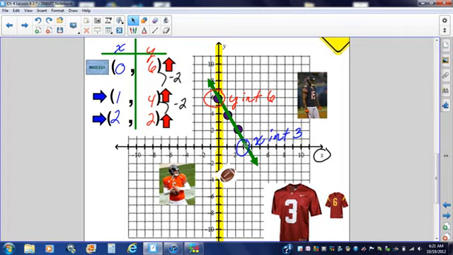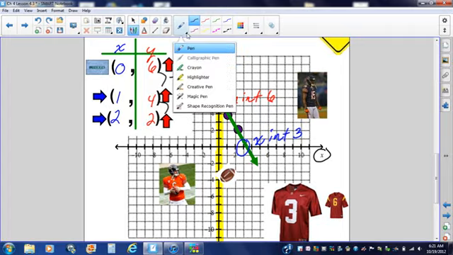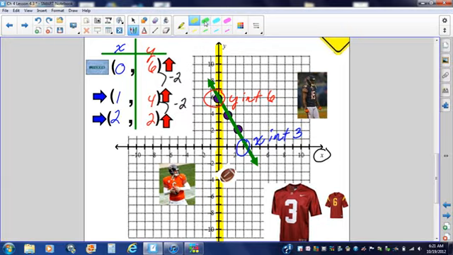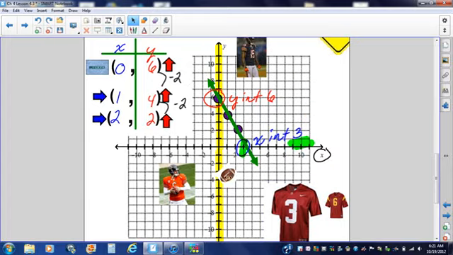Where does the line touch the x-axis? The line touches the x-axis right here at 3. So our x-intercept is 3. That's why I have a jersey with 3. Let's say later on in the game, Cutler goes to throw the pass to Brandon Marshall.